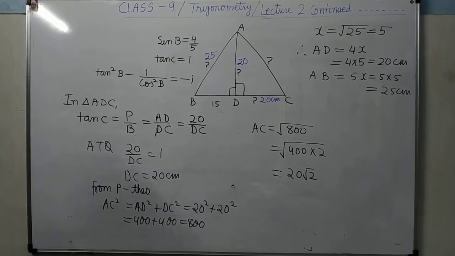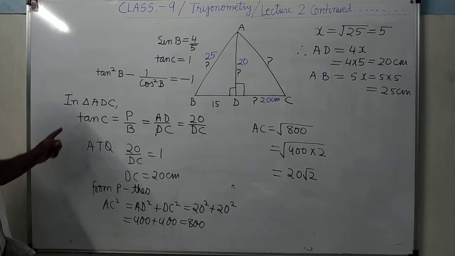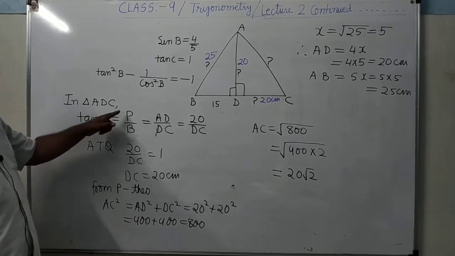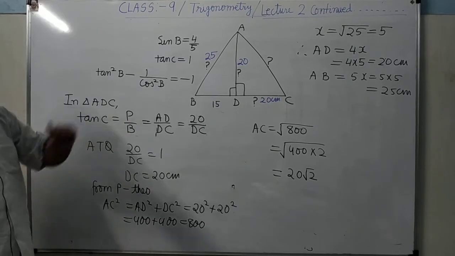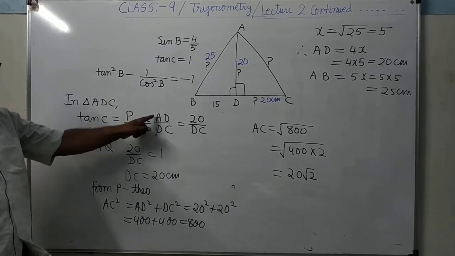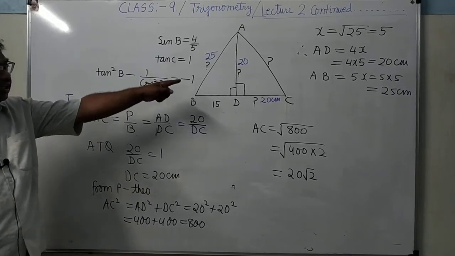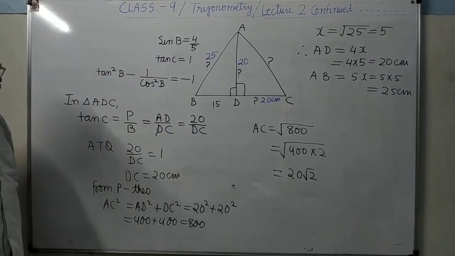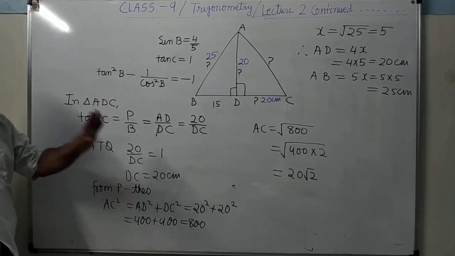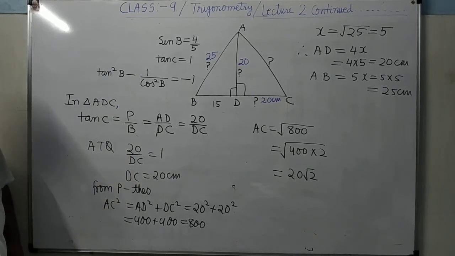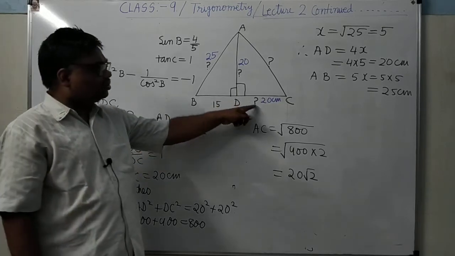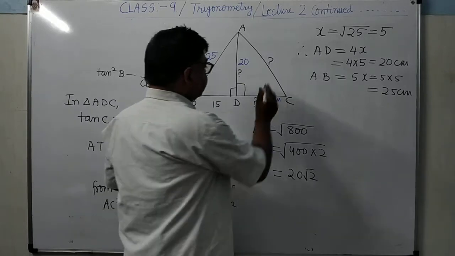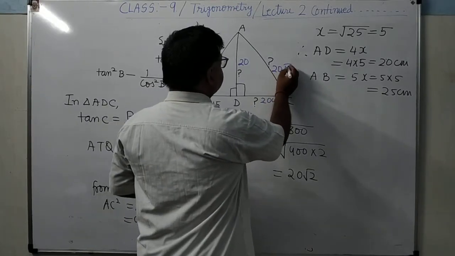You will see in triangle ADC, tan C value is given. Tan C equals perpendicular upon base, perpendicular is AD, base is DC, AD upon DC, that is AD is 20, 20 upon DC. Equate this to the given C value. 20 upon DC equals 1, so DC equals 20 centimeter. Once you have determined DC, by Pythagoras theorem you can determine AC. What is AC here? 20 root 2.